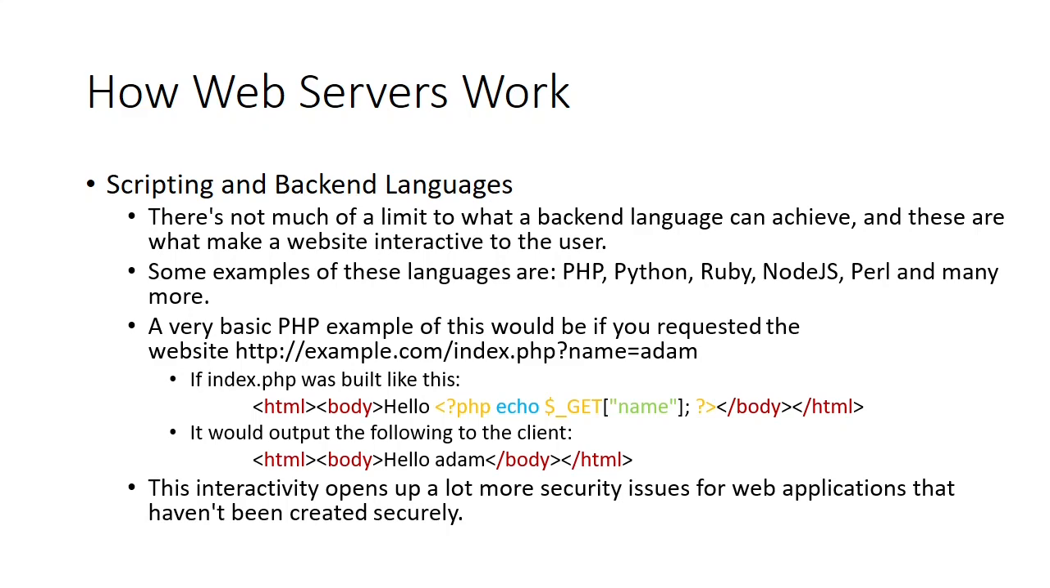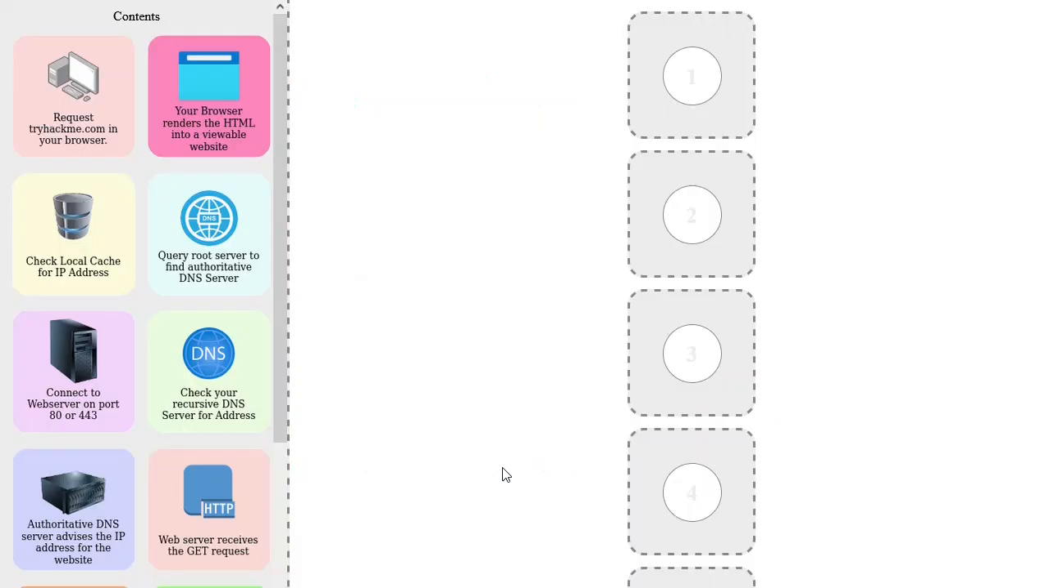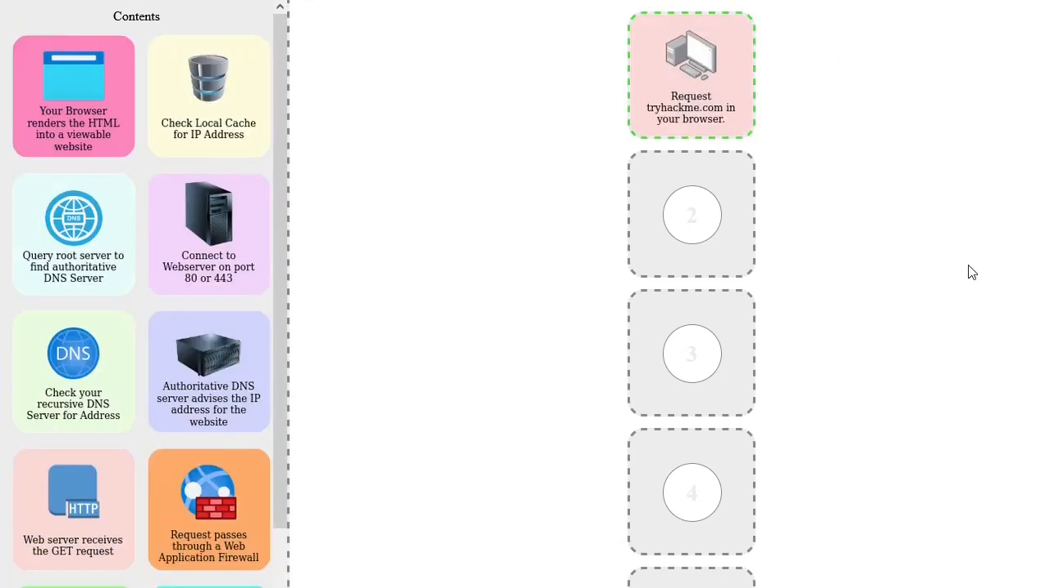So let's go and do the quiz. Here we have different contents, and we have to put them into order. The first thing would be to request tryhackme.com in your browser. Once that is done, the first thing we can do is find the IP address.